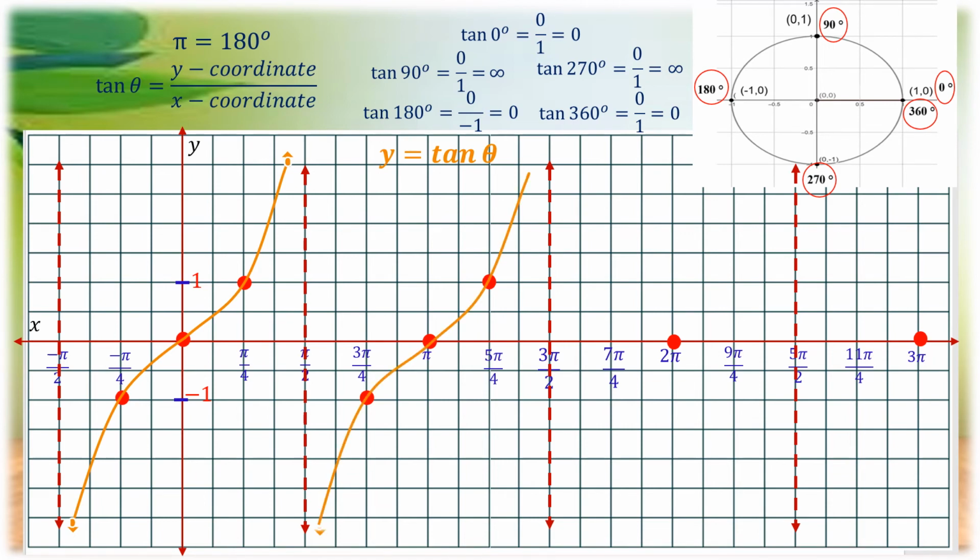So connecting the points, we have this curve, and then it moves continuously, but it will not cross 3 pi over 2 and pi over 2. Then we have tangent 7 pi over 4, which is equal to negative 1, and tangent 9 pi over 4, which is equal to 1. Then connecting the points, we have this curve. Then it moves continuously up and down, but it will never cross pi over 2 and 3 pi over 2. And then we have tangent 11 pi over 4, which is equal to negative 1. So connecting this one, it will look like this, and it is continuous. So that is the graph of y equals tangent theta.